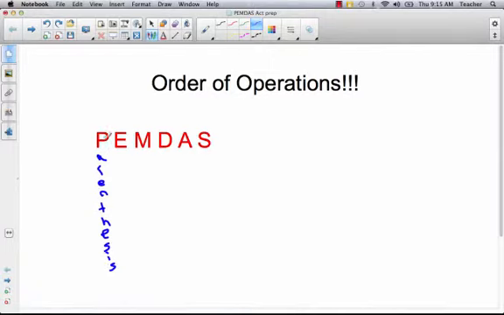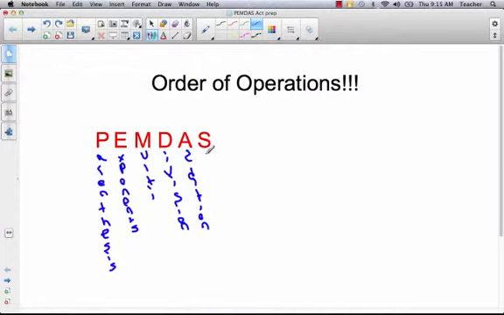Then the E is exponents. M is multiplication. I'll just put multi. D is division. A is addition. And S is subtraction.